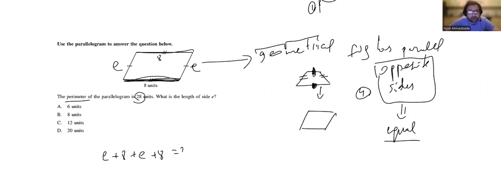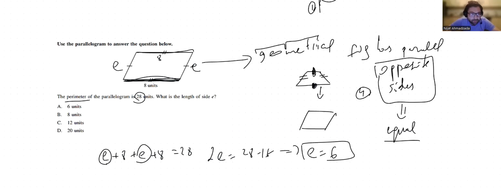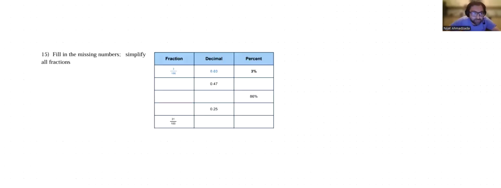So you are, again, big girls and boys. You can find E from here. You can find it as 2E is equal to 28 minus 16, which gives us E as 6. That's it. And then the last question, we gotta fill the missing numbers and simple.